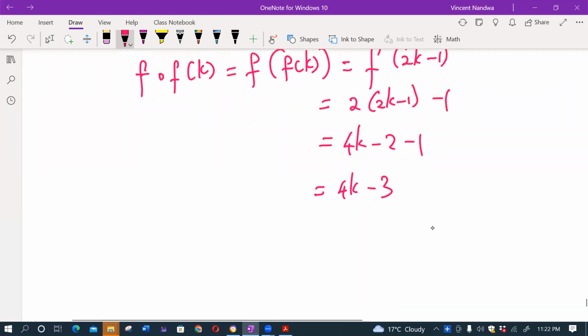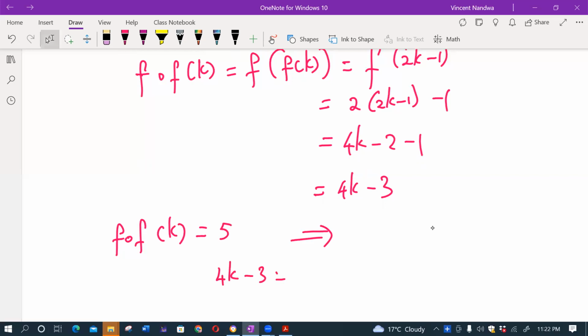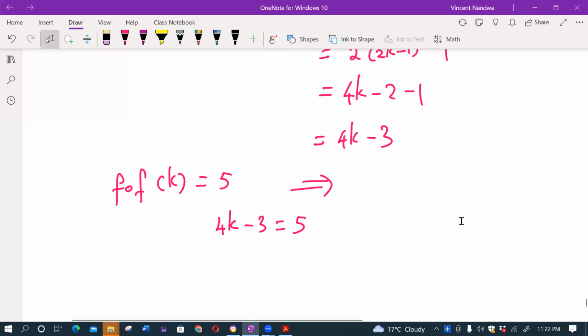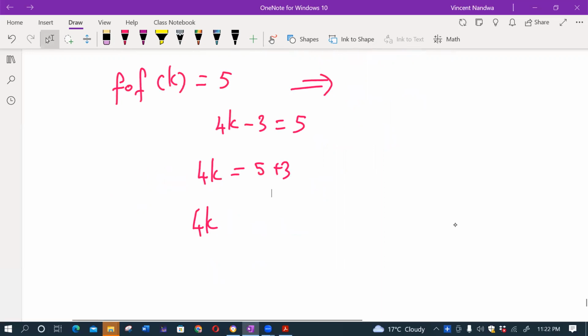But the claim is that f composed with f at k is 5. So this means 4k minus 3 equals 5. And so 4k equals 5 plus 3. And we'll have 4k equals 8, which means k equals 2. So therefore the value of k will be given by 2.